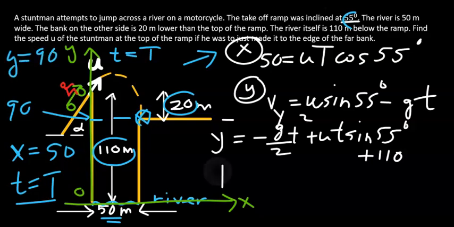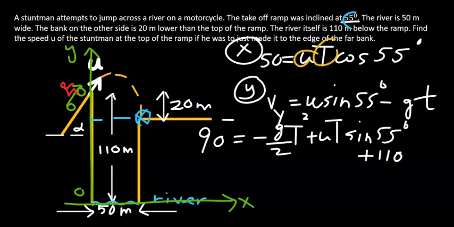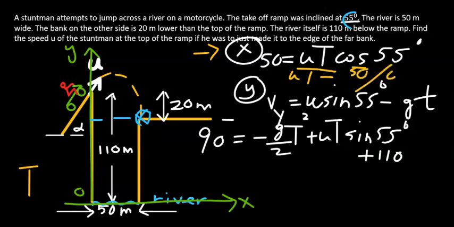So let's substitute that information in the second equation for y. You get y equals 90 when t is capital T. So t squared here and u capital T there. So there are two unknowns, u and capital T, and there are two equations, and we can solve them simultaneously. Let's solve for capital T. From this equation, you see that u times capital T is quite simply 50 over cosine 55 degrees.